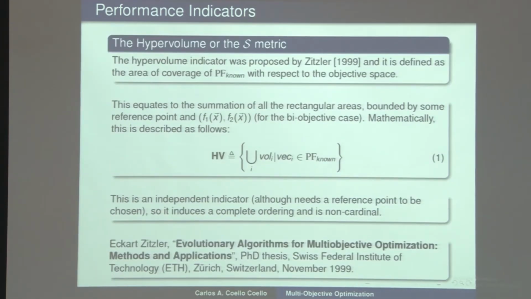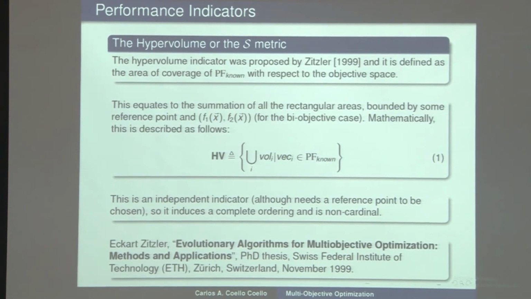Okay, so we will start with the hypervolume because this is the nicest of all performance indicators. Proposed by Zitzler in '99, it is defined as the area of coverage of PF known. This is our approximation of the Pareto Front with respect to the objective space. And this is equal to the summation of all the rectangular areas bounded by some reference point, which will be F1, F2 for the two-objective case. So it's described mathematically like this.